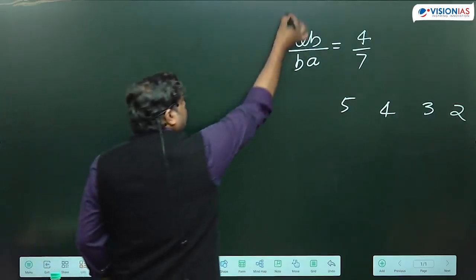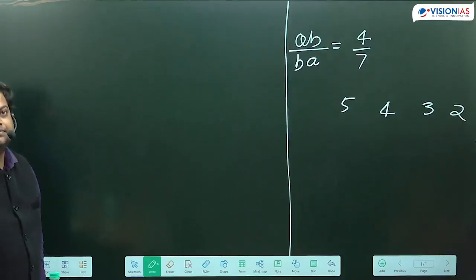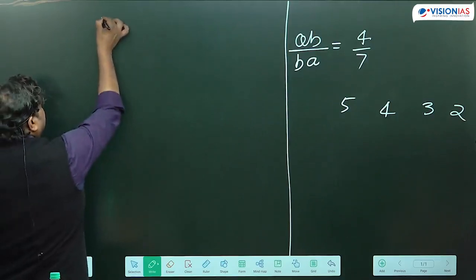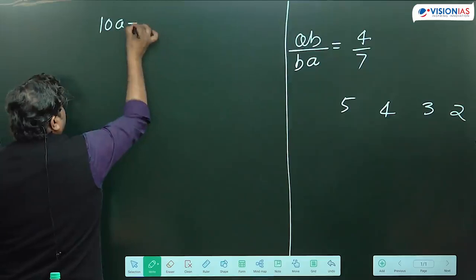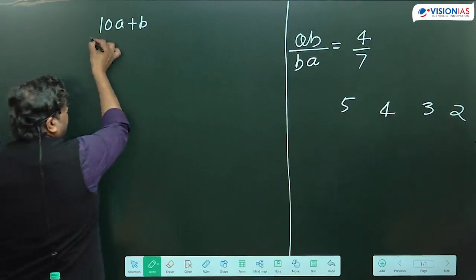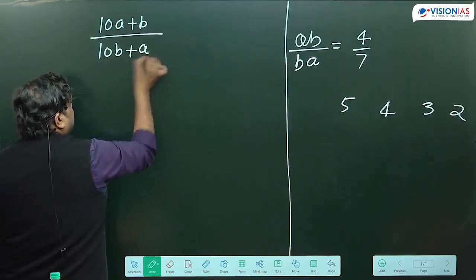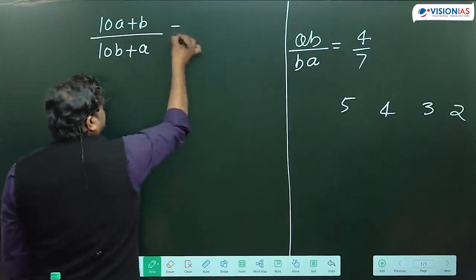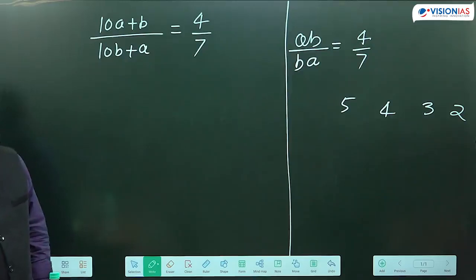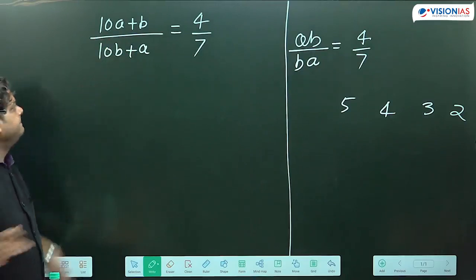The same way we can proceed. We can write, in terms of place values, 10a plus b, and when we are reversing the digits we'll get 10b plus a, and this ratio is 4/7. यही दिया हुआ है. We are going to get a relation between a and b.